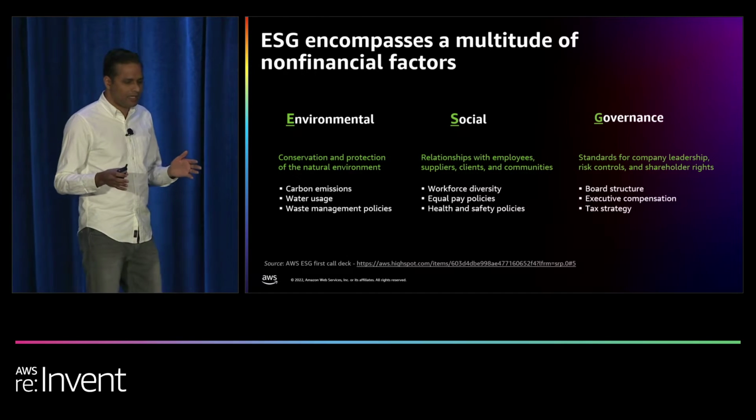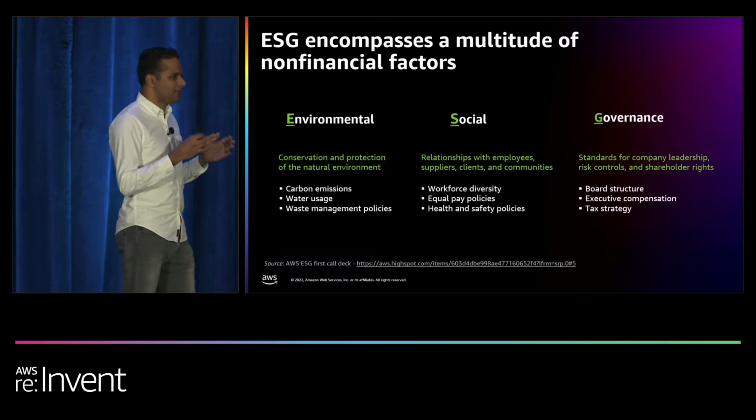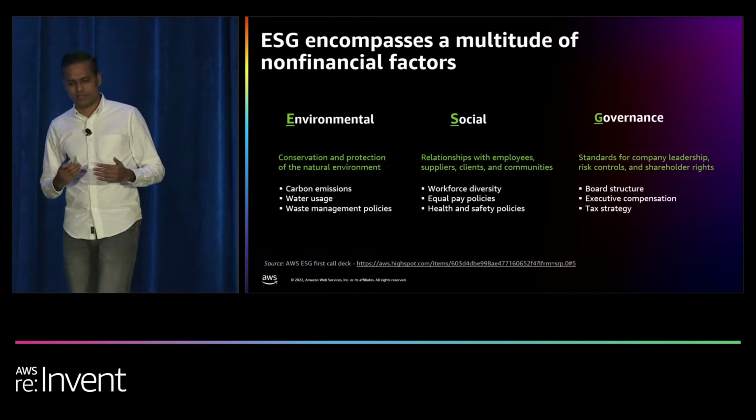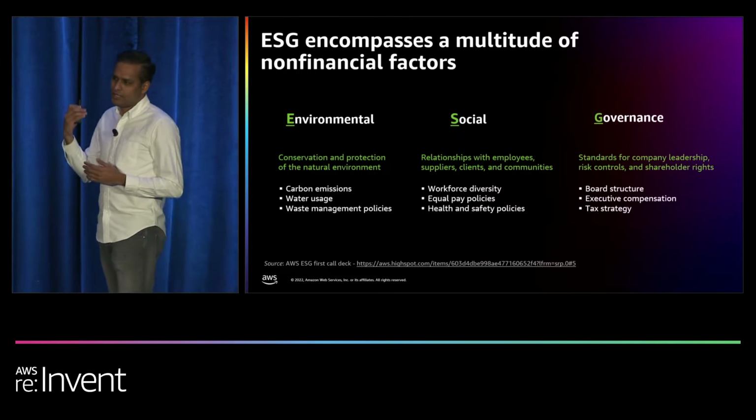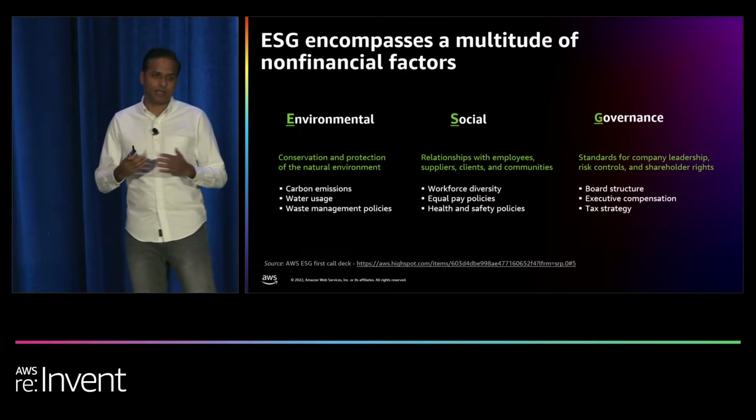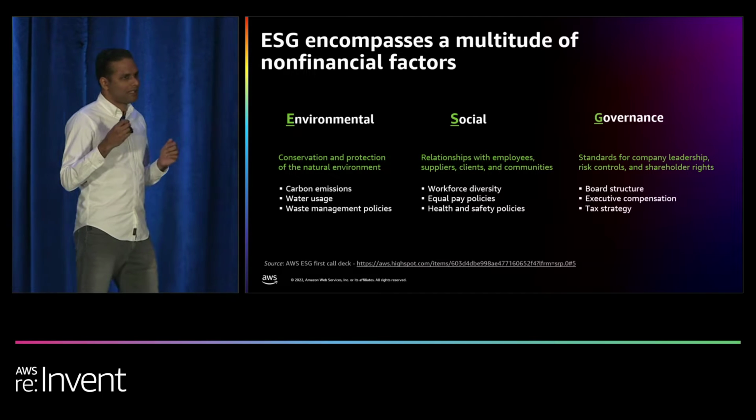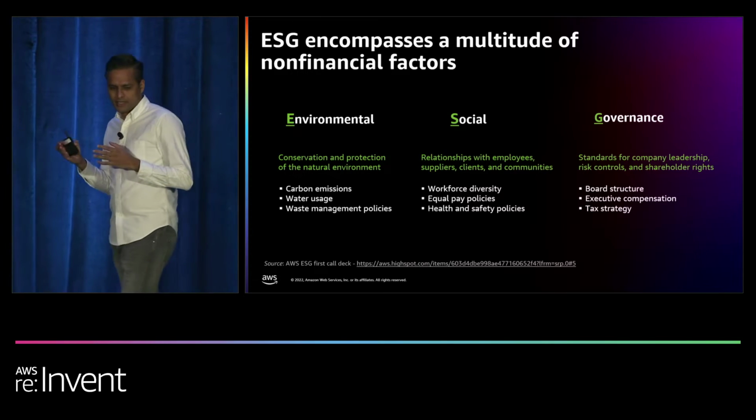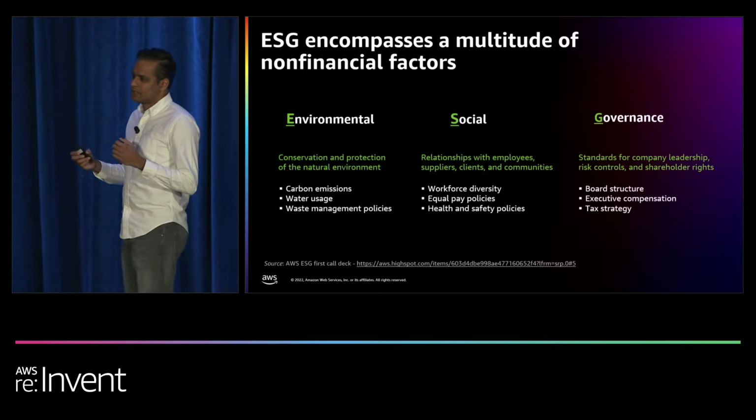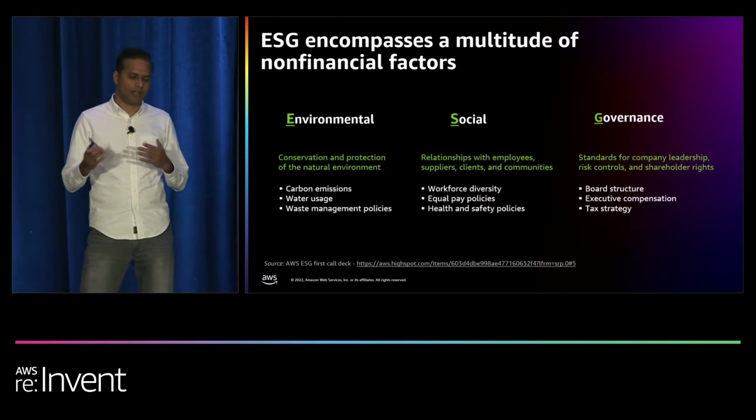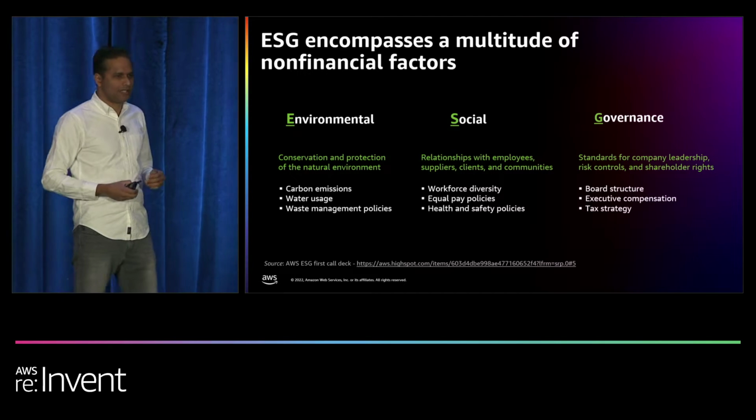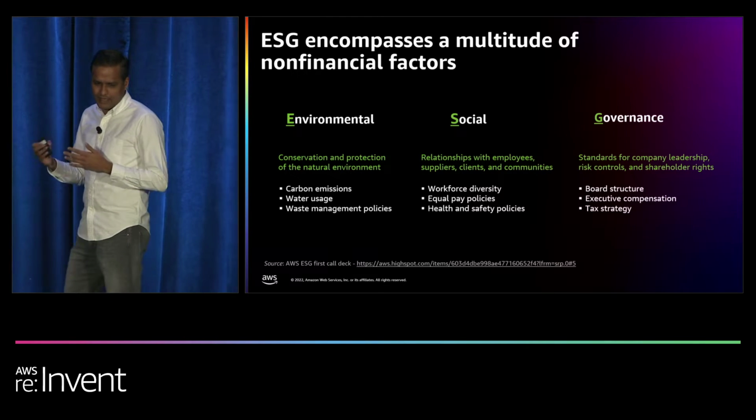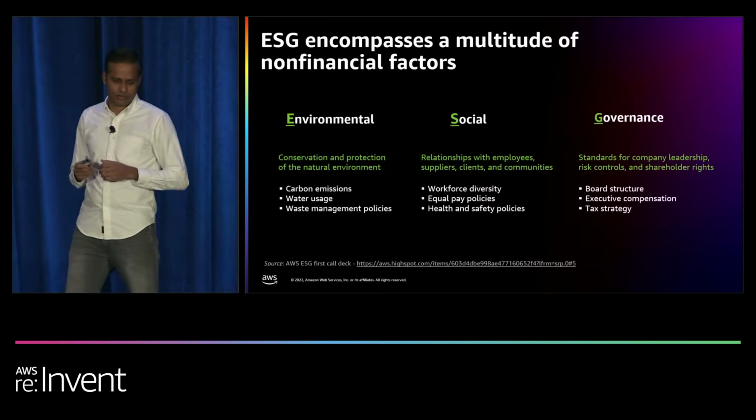The second pillar is social. Social talks about the relationships between the different people businesses interact with. These can be customers, these can be the employees, these can be the communities the businesses serve. So the social is measured using factors such as workforce diversity. Workforce diversity is a factor that can help us understand underrepresented groups and make sure there is equality. Gender and equal pay policies, health and safety are some of the other factors that contribute to social.